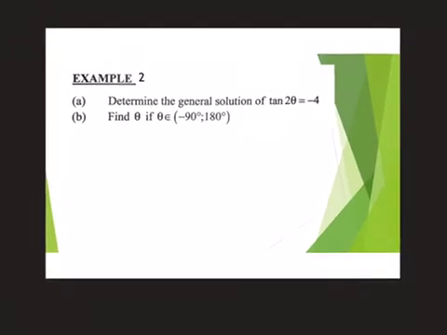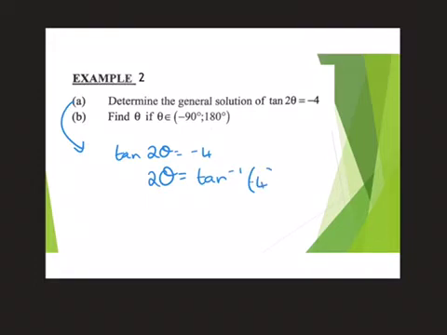All right, so now it says determine the general solution of tan 2 theta equals negative 4. Now that 2 with the theta is not a problem. Tan 2 theta equals negative 4. You did this last year. Because tan has nothing added or subtracted or multiplied in front, it's fine. You can go shift tan of negative 4 on your calculator. So tan negative 1 on your calculator of negative 4.